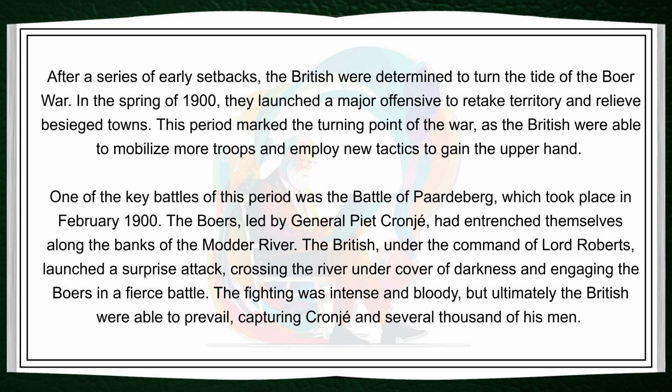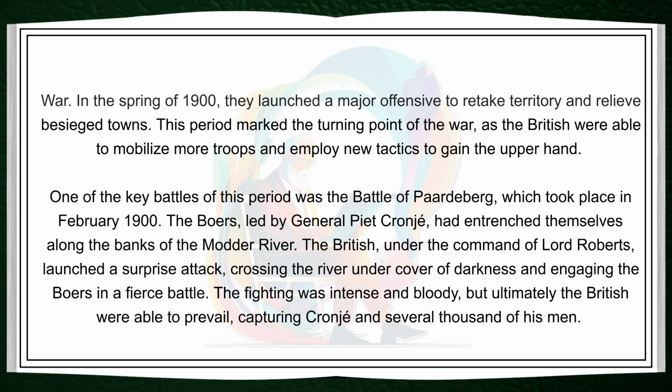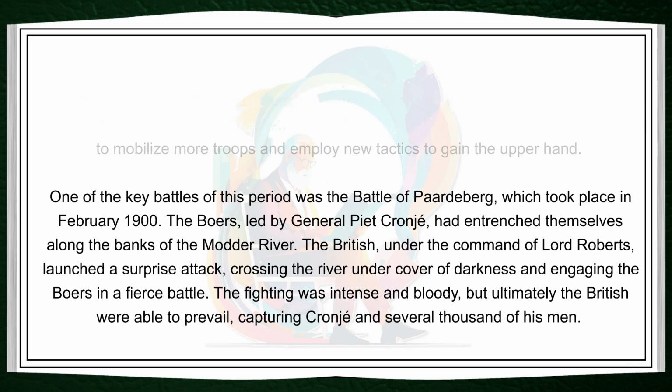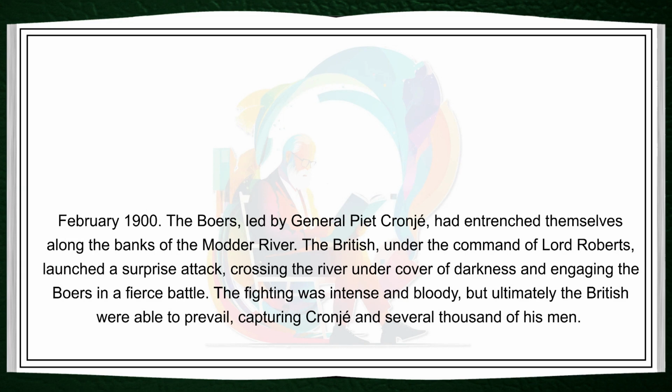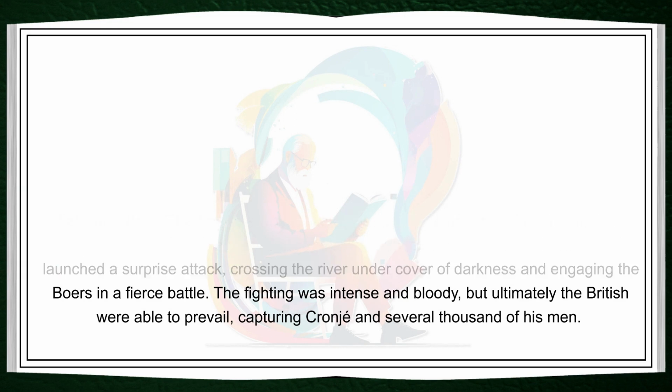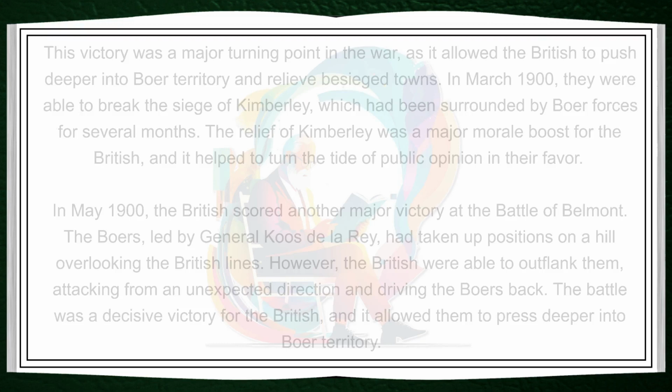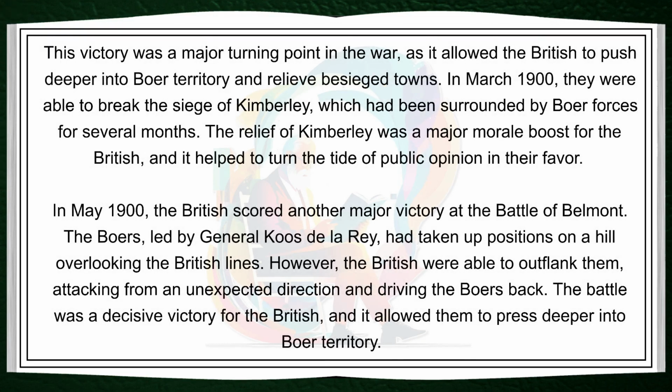One of the key battles of this period was the Battle of Paardeberg, which took place in February 1900. The Boers, led by General Piet Cronje, had entrenched themselves along the banks of the Modder River. The British, under the command of Lord Roberts, launched a surprise attack, crossing the river under cover of darkness and engaging the Boers in a fierce battle. The fighting was intense and bloody, but ultimately the British were able to prevail, capturing Cronje and several thousand of his men. This victory was a major turning point in the war, as it allowed the British to push deeper into Boer territory and relieve besieged towns.